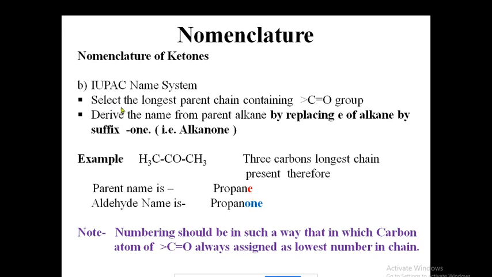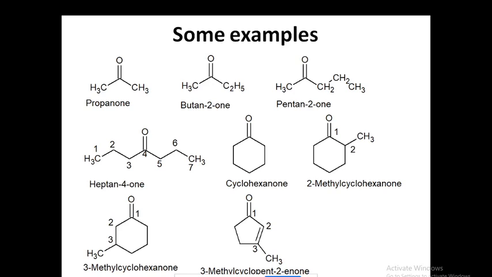What is the important note during this nomenclature of the ketones? Numbering should be in such a way that the carbonyl carbon atom is always assigned the lowest number in the chain. Always the lowest number in the chain. Okay. So these are some examples of ketones. Here 1, 2, 3. 3 carbons present. So propane derivative. So E is replaced by ONE and therefore it is known as propanone.